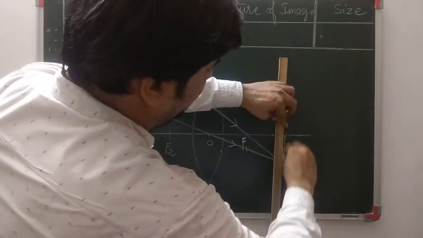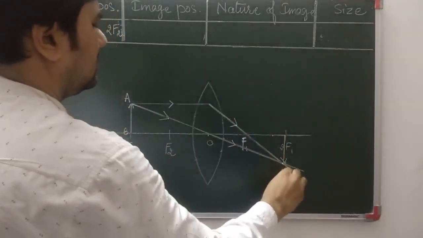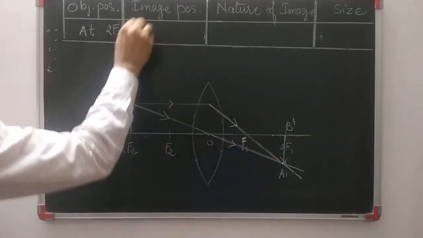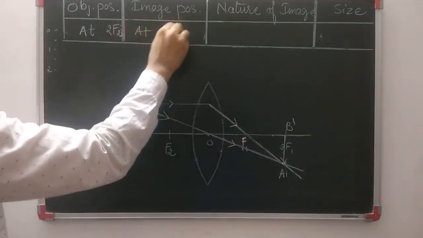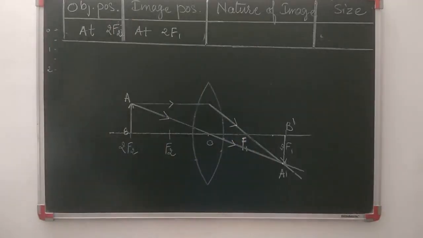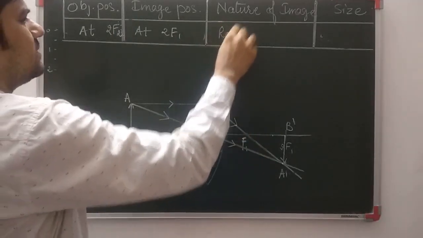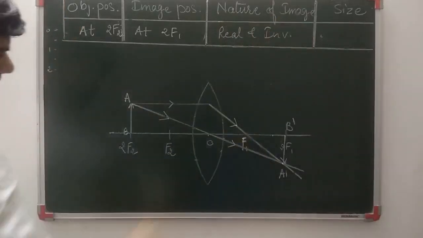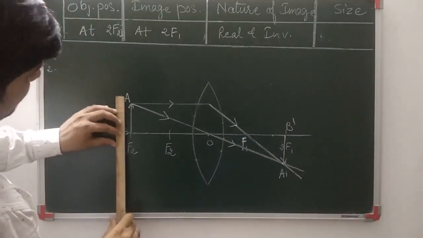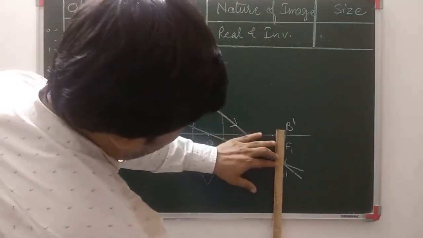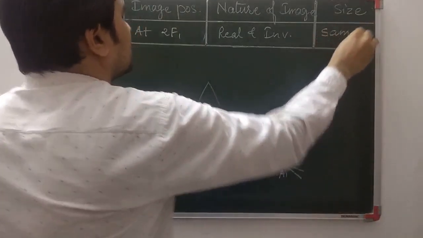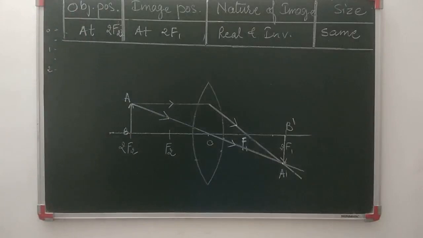And the position of the image, we can see it is on 2f1. So let us note it down. The position of the image, it is again at focus. No, not focus, it is at 2f1. Nature, again it is real and inverted. And look at the size. If we measure the size, we can say that yes, the object and the image are of the same size. So now this is the third condition which we have seen.